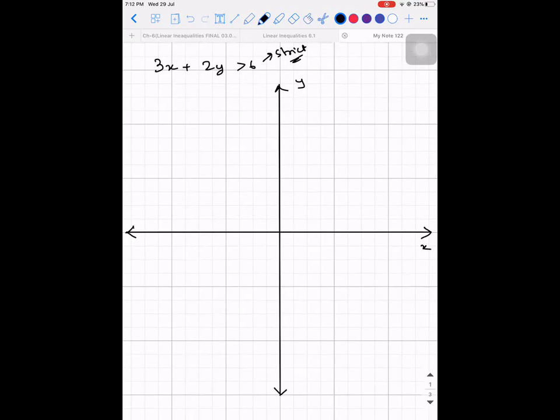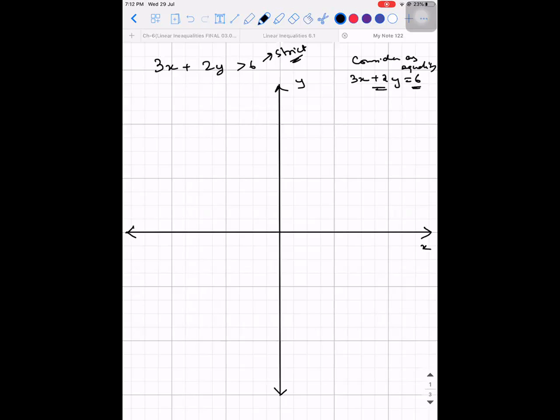So how to solve this? First, consider this as an equality. So the steps: consider as equality. If I consider it as equality, I get 3x plus 2y is equal to 6. So what did I say linear equation in two variables is? A linear equation in two variables represents a straight line. So 3x plus 2y is equal to 6 represents a straight line.